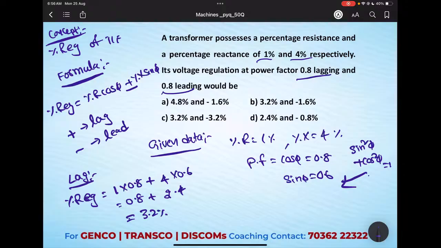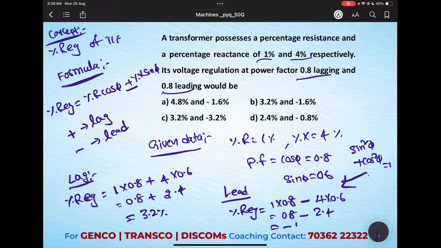Okay, at leading power factor percentage regulation is equal to 1 into 0.8. We need to take minus for leading power factor, 4 into 0.6. It is going to be 0.8 minus 2.4. It will come around minus 1.6 percentage. So our option is B. Our option is B. Okay, is it clear?